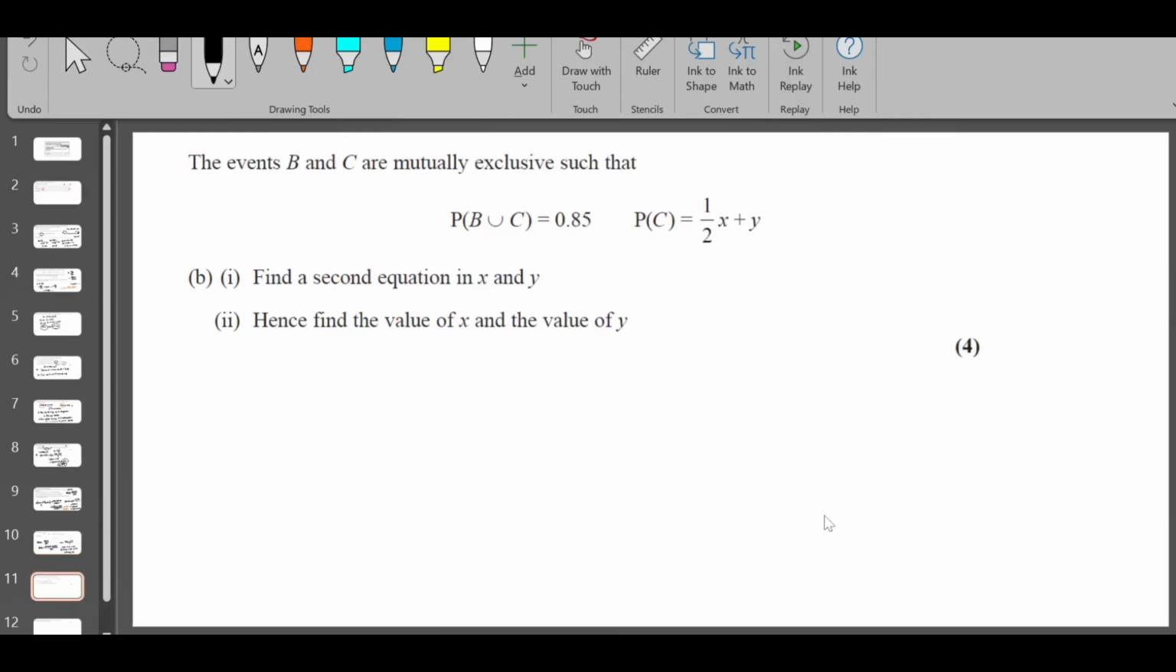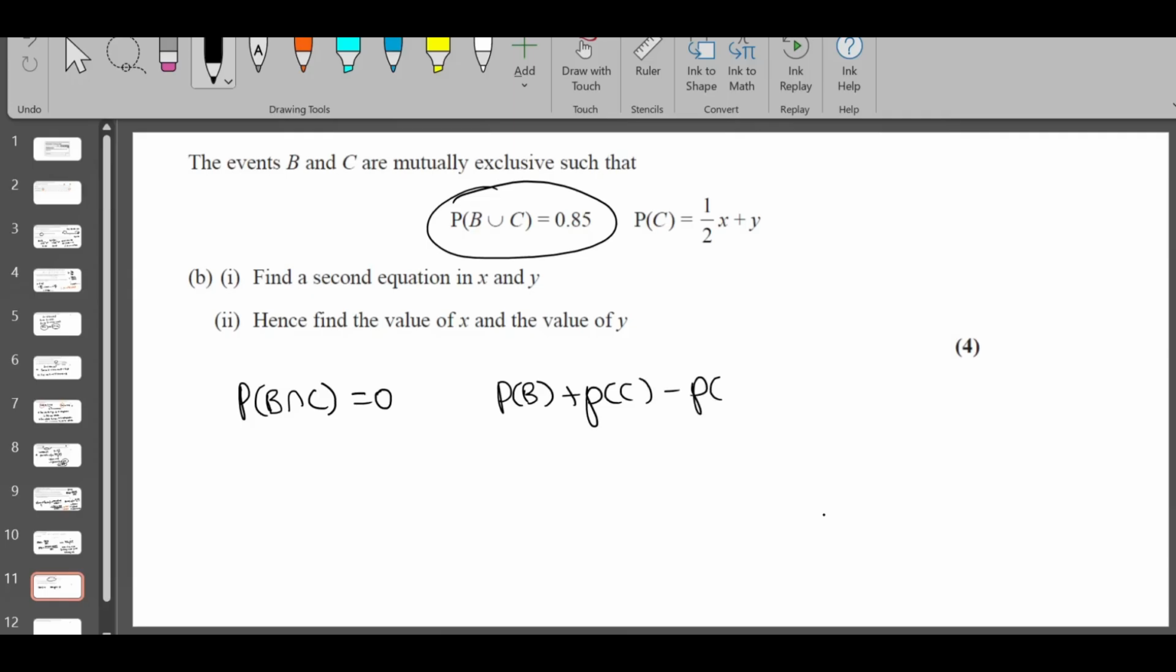Let's look at part B. The events B and C are mutually exclusive. If B and C are mutually exclusive, B intersection C is 0. And then B union C is given, P of C is given. Find the second equation in x and y. Okay. Use the probability addition formula here. You can write B union C as P of B plus P of C minus P of B intersection C. Since they are mutually exclusive, this will be 0. You don't even need to write it. It is equal to 0.85.